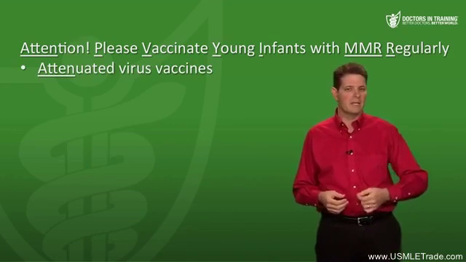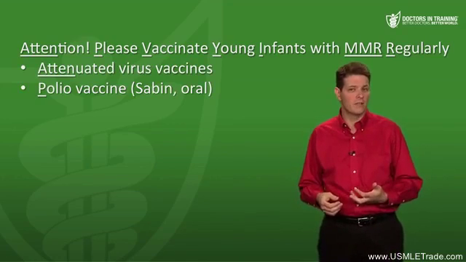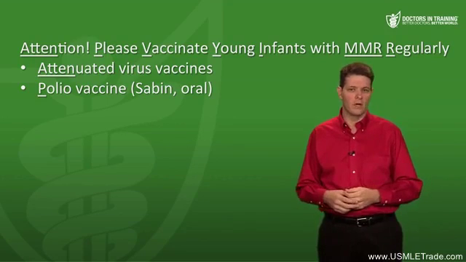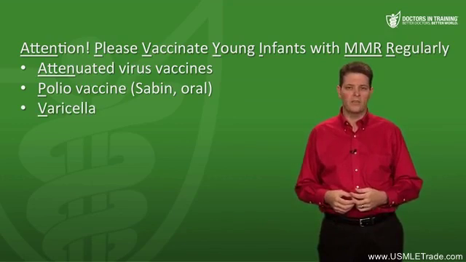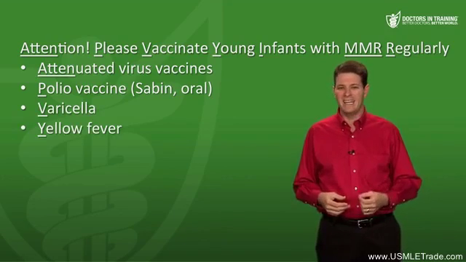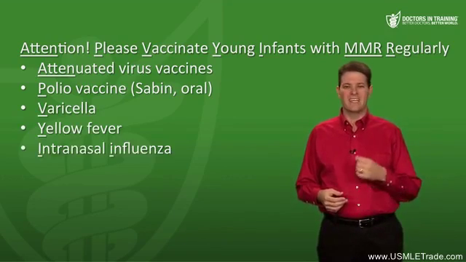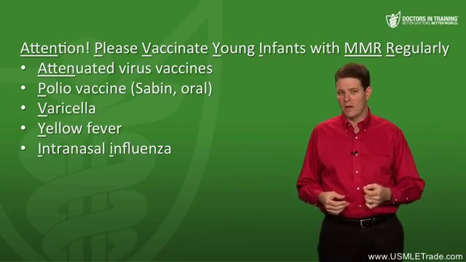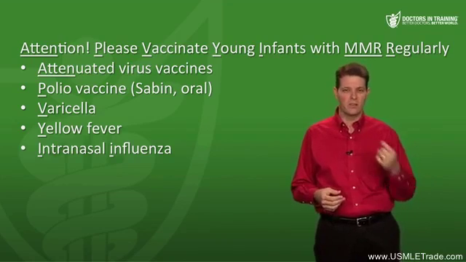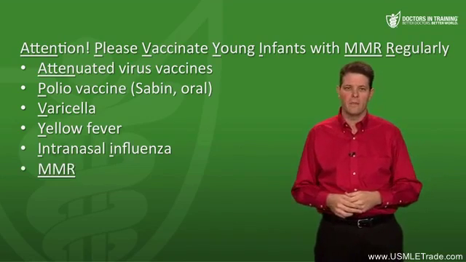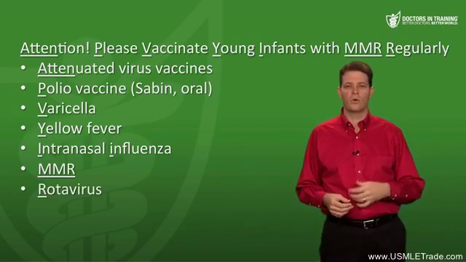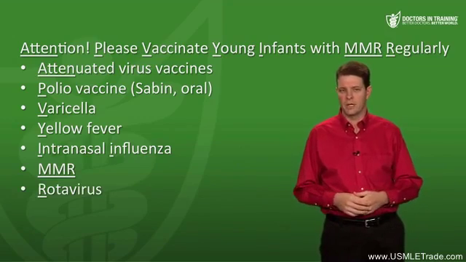Then the P in please is for the Sabin polio vaccine, which is the oral polio vaccine. The V is for varicella, which is chickenpox. The Y is for yellow fever. The I in infants is for the intranasal influenza virus, so you can remember infant intranasal influenza. And then MMR is for MMR, measles, mumps, and rubella. And then the R in regularly is for rotavirus. So that's a pretty good mnemonic.